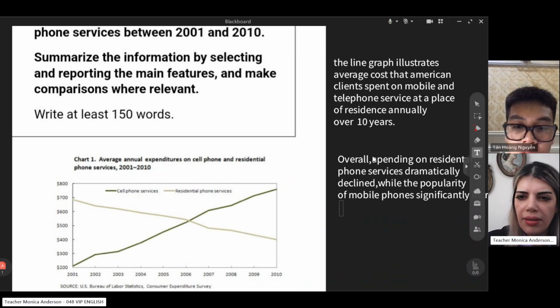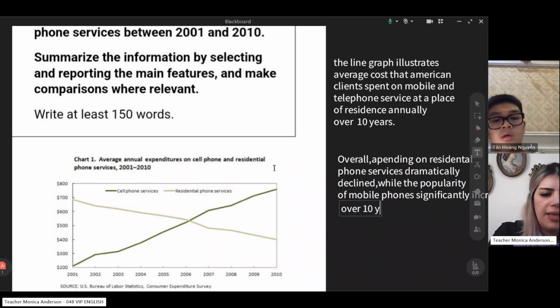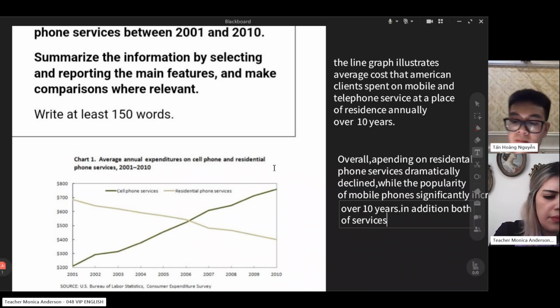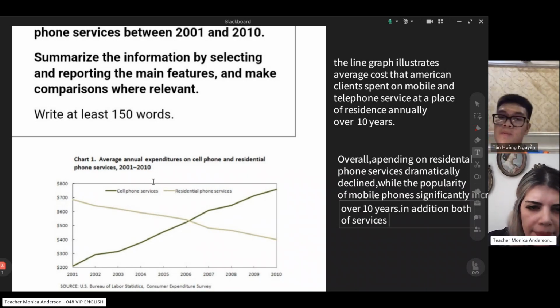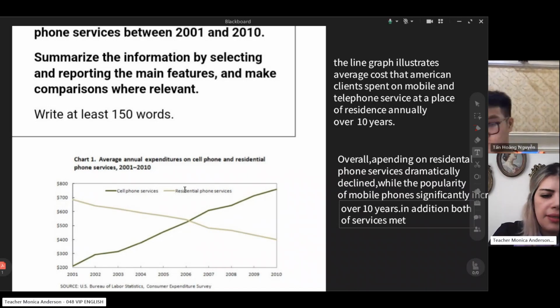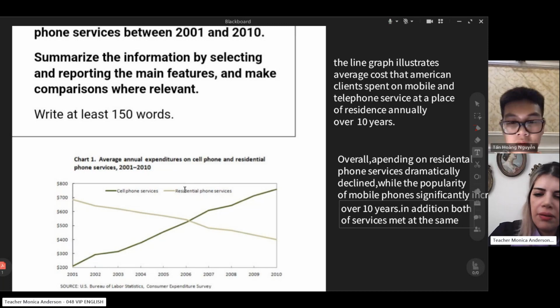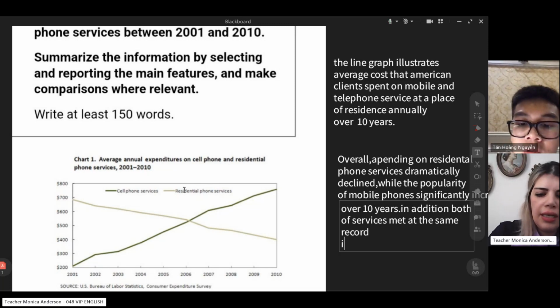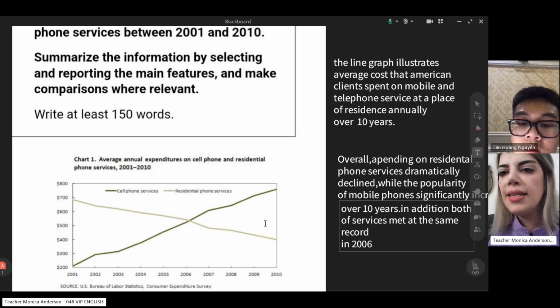Increased, for example, over 10 years. And in addition, both services met at the same record in 2006. Okay, so well, this is your overview.